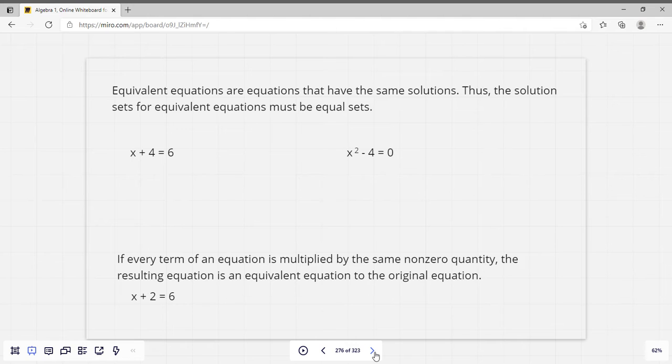Alright, so equivalent equations are equations that have the same solutions. Thus, the solution set for equivalent equations must be equal sets. So anything that is a solution for the one equation has to be a solution for the other equation. So let's try that right here.